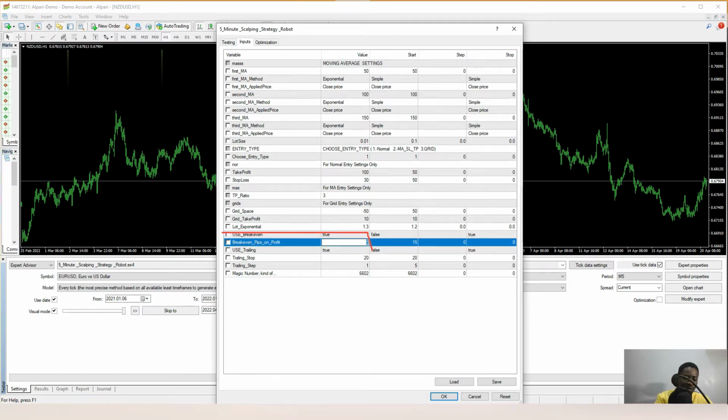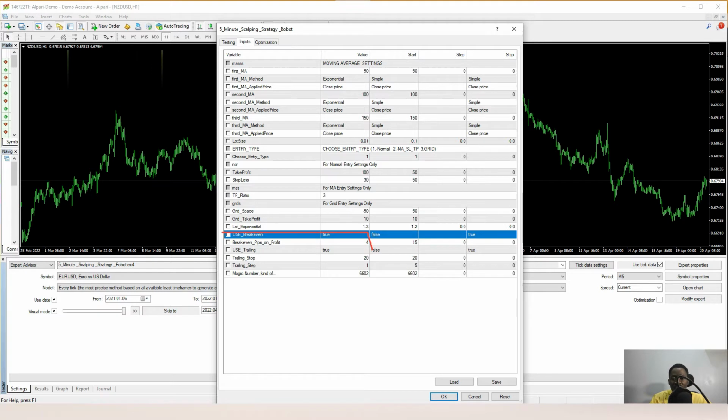So you can change the value to 4. It means once the market moves in your favor for like 4 pips, then it's going to set your stop loss to your entry price. So I like using this true.